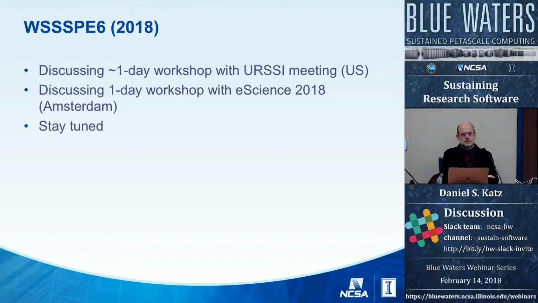Likely URSSI 6 will be in the September timeframe. I believe eScience is going to be in October, so these will both likely be in the fall, with the idea that people in the U.S. and people around the world that want to come for the larger, more general meeting can, and people that are already going to eScience or in Europe that are interested in getting involved can come to the workshop that will be with eScience 2018, assuming that it's accepted. It'll be a peer review process.